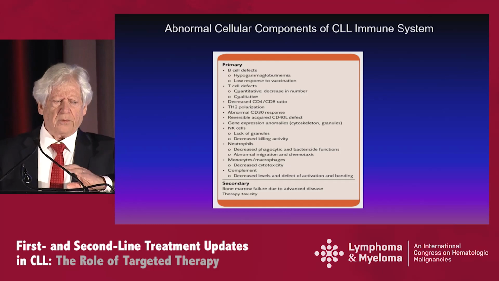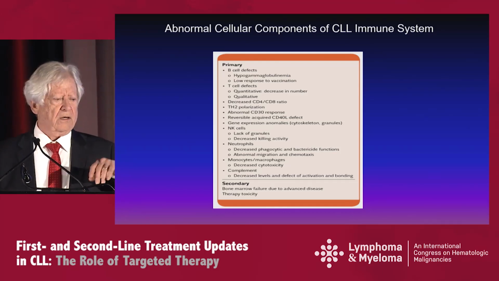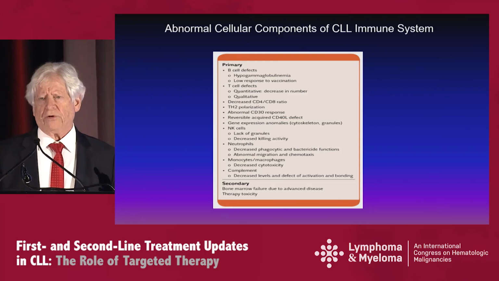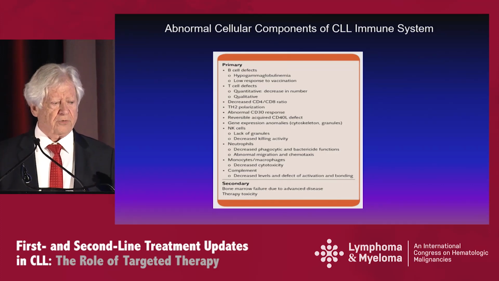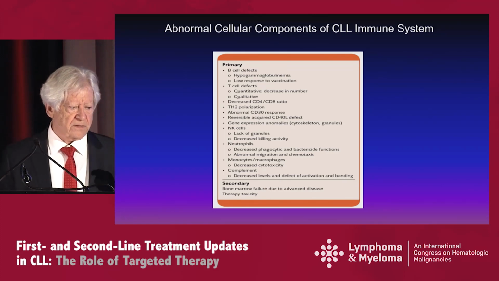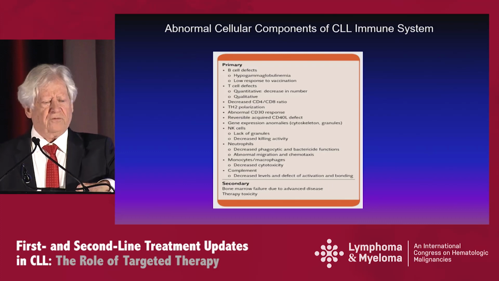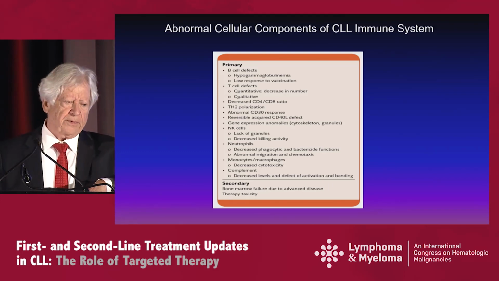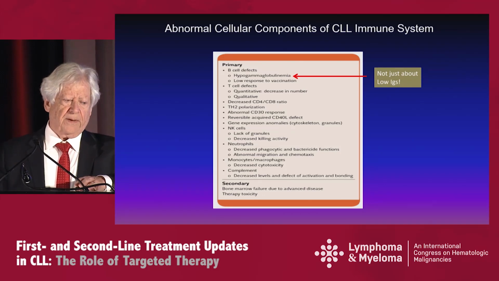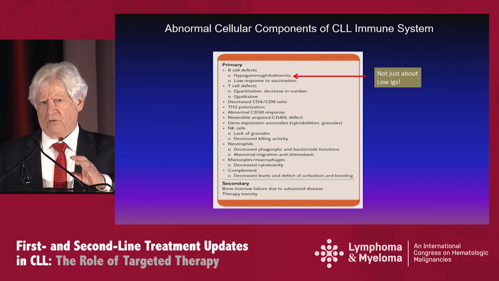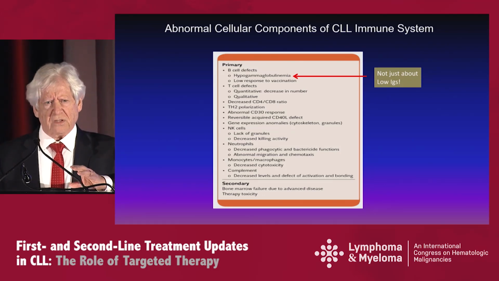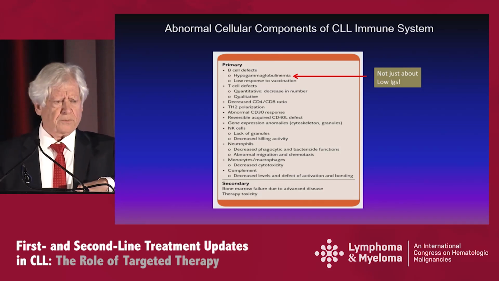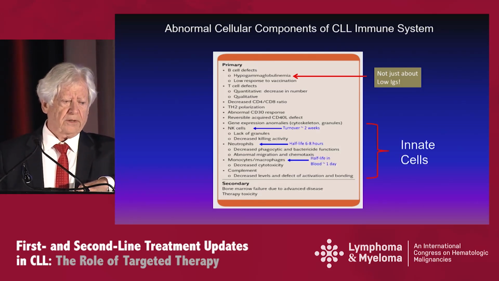So what about the abnormal cellular components of the CLL immune system? Well, they're myriad, and I've listed them here in brief. They include B-cell defects, NK cell defects, neutrophil defects, monocyte defects, deficiencies in complement. It isn't just about low immunoglobulins, even though 50 to 70% of our patients, and perhaps more as the disease progresses, will have low immunoglobulins.